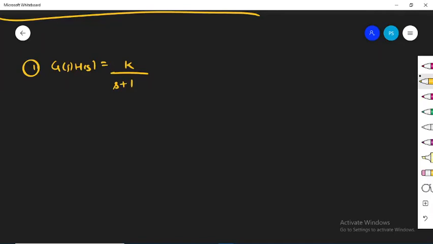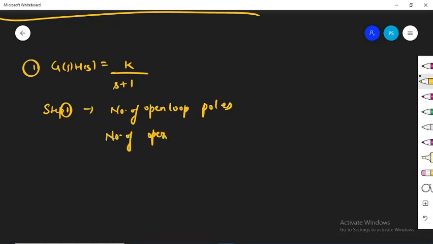So step 1 will always be to determine the number of open loop poles and the number of open loop zeros, also their values. That is, how many open loop poles you have and what their values are. This should always be your first step. So here you can see we have got only one pole, which is lying at s equal to -1.